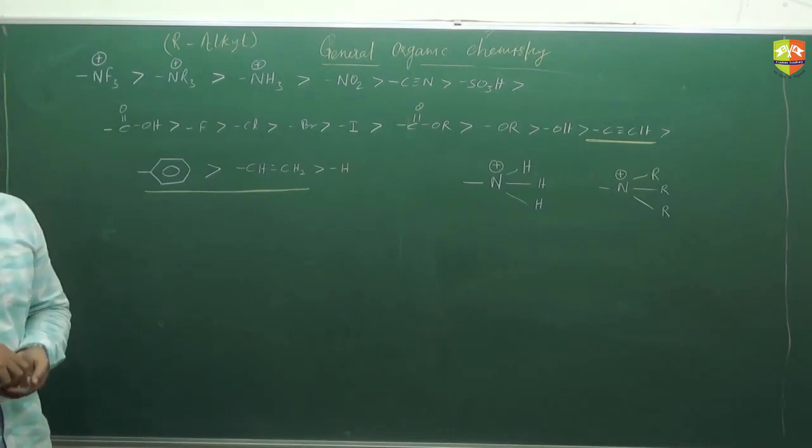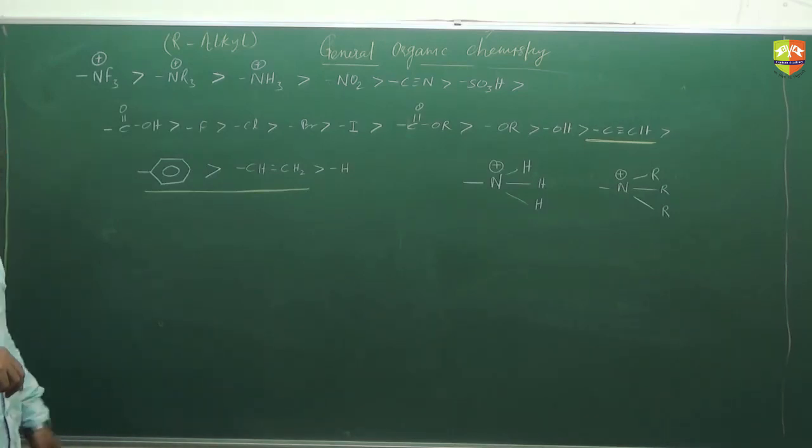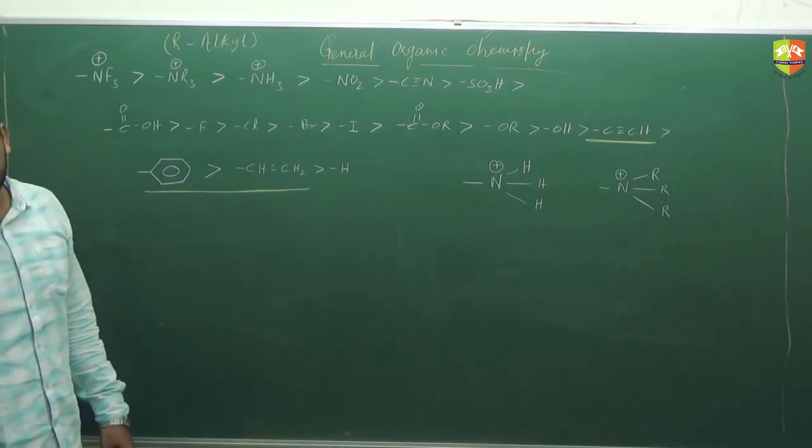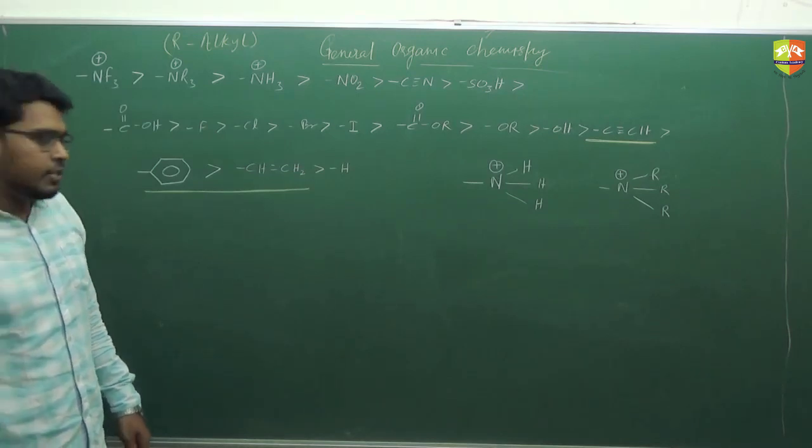So you said NR3. Huh? Why NR3? Achha, I have already told you, guys. So you said that R donates electron. Yes, donates electron. So that means that N will have a less density of positive charge. Yes. See, what will happen here?